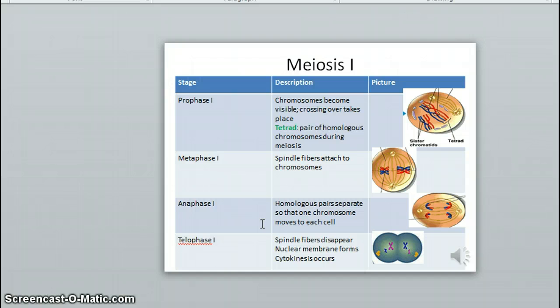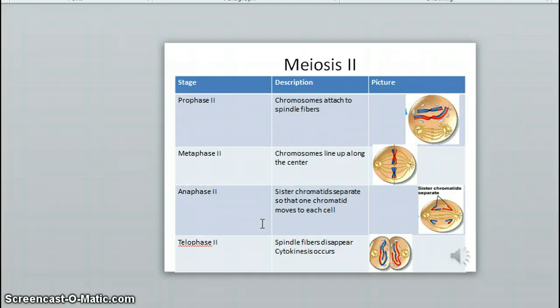Cytokinesis, or the division of the cytoplasm, also happens at this time. So now there are two cells that are each different from each other and have half the number of chromosomes that we started with, so they're haploid. And each cell has two copies of the DNA.